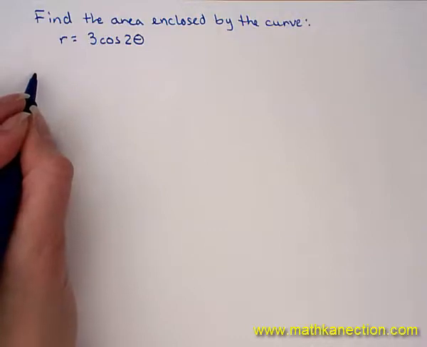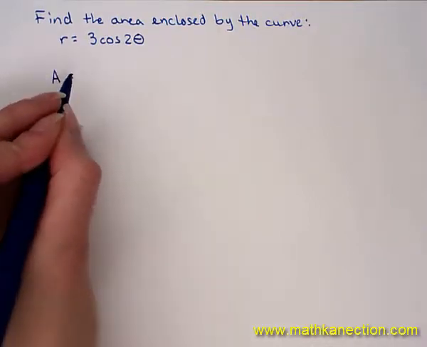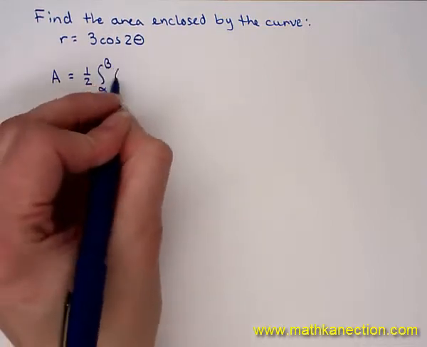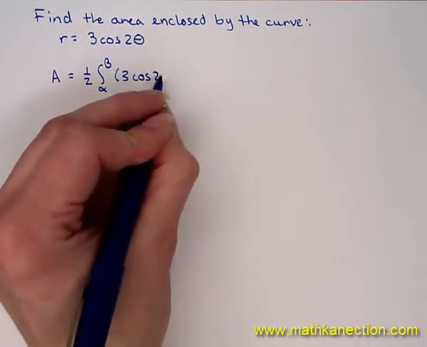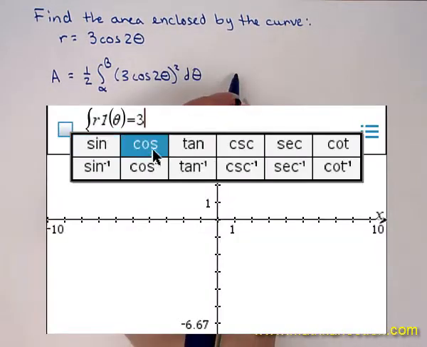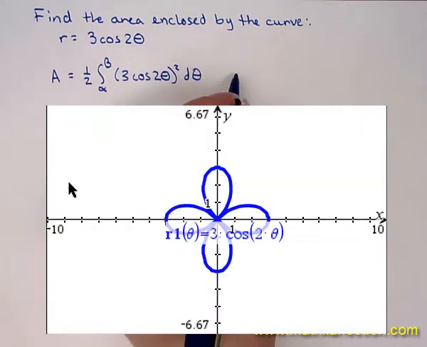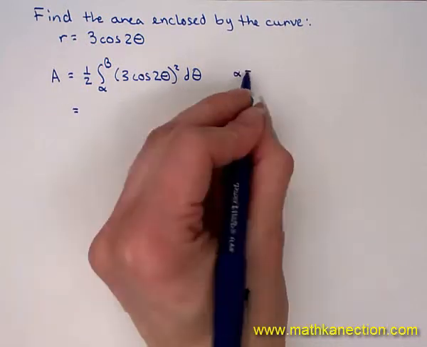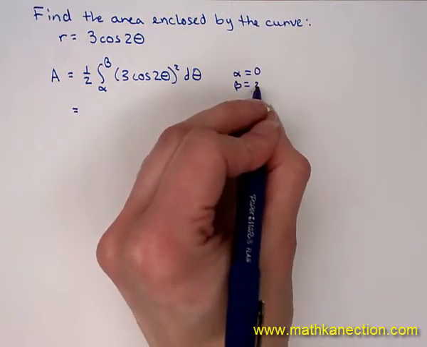Find the area enclosed by the curve r equals 3 cosine of 2 theta. Area is equal to 1/2 integral from alpha to beta of the function 3 cosine 2 theta squared d theta. So to look in our graphing calculator at what that looks like, we can see as we trace along the entire polar curve, we're going from 0 to 2 pi. So alpha is equal to 0 and beta is equal to 2 pi.